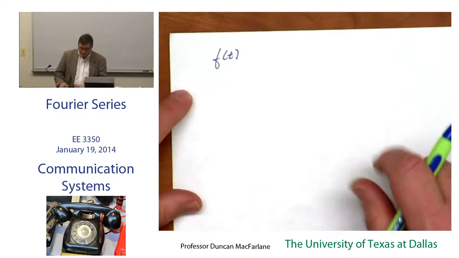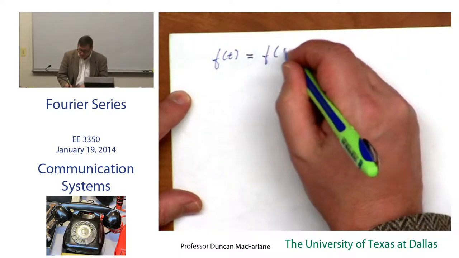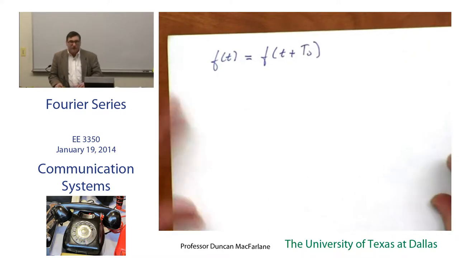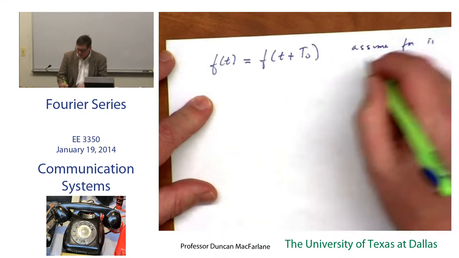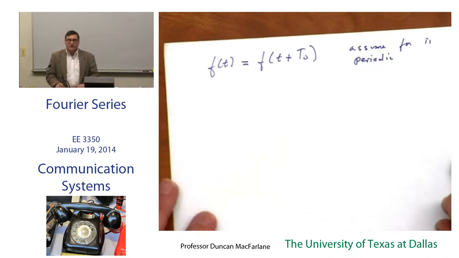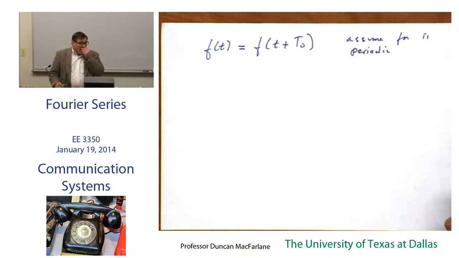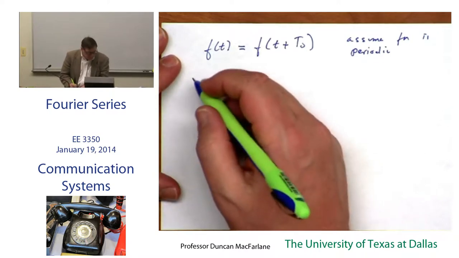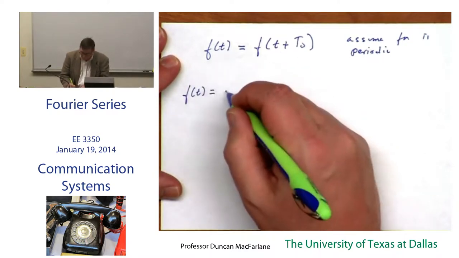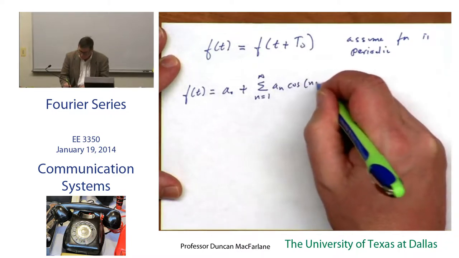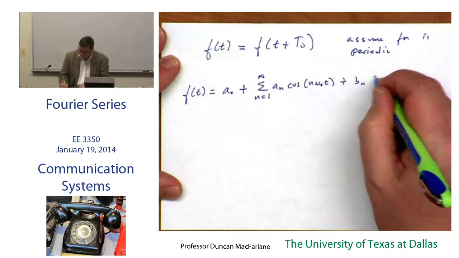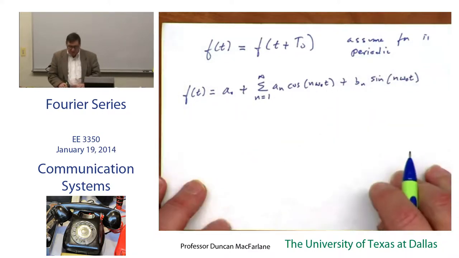It's not quite arbitrary, however. We're going to assume, and we're going to do this for now, and we'll change it around in a second, that this function is periodic. Will you remind me to talk about the case where it's not periodic, and come back to that. But if it's periodic, then what I'd like to do is expand this function into a sum of sines and cosines.